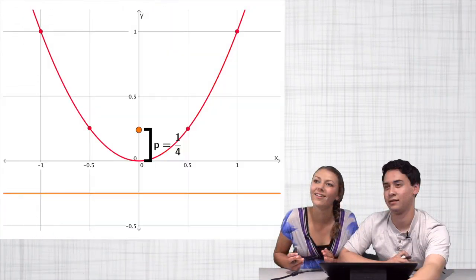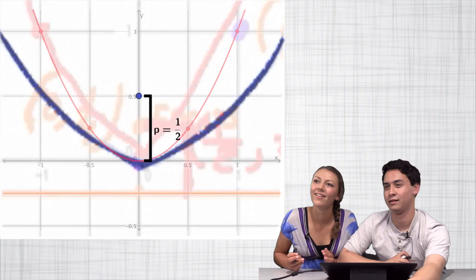Sasha and Keoni predicted that as the distance from the vertex to the focus increases from p equals 1/4 to p equals 1/2, the new parabola, shown here in blue, will look wider than the red parabola. In the next episode, Sasha and Keoni test their prediction.